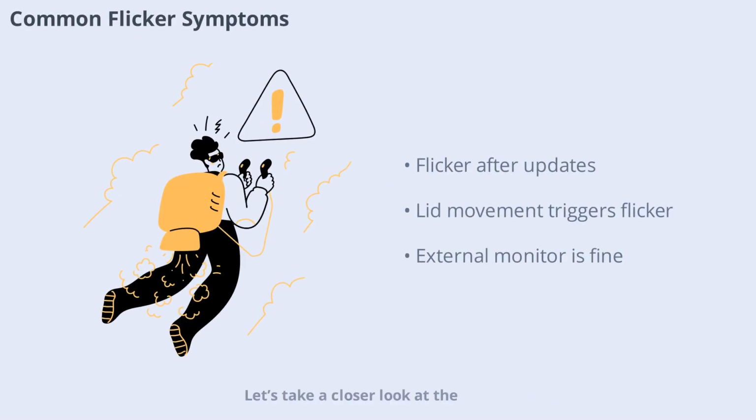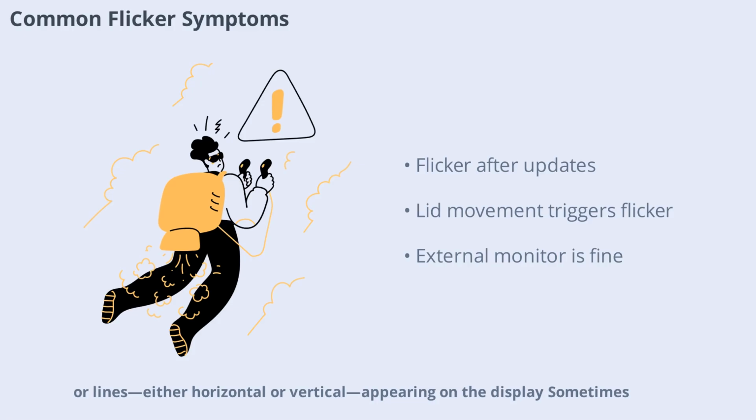Let's take a closer look at the most common symptoms of a flickering laptop screen. You might notice the screen blinking nonstop, the brightness shifting without your input, or lines, either horizontal or vertical, appearing on the display. Sometimes the flickering only happens after a Windows update or when you move the laptop lid. If your external monitor works perfectly while your laptop screen flickers, it's a strong sign that the issue is with the laptop's display or its internal connections, not the graphics card or system software.